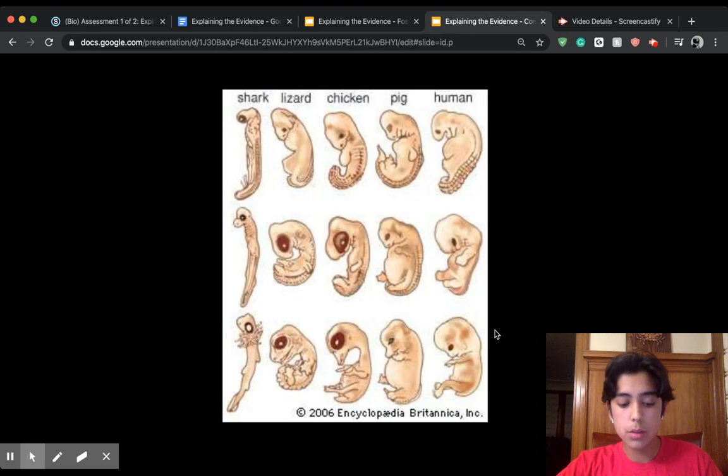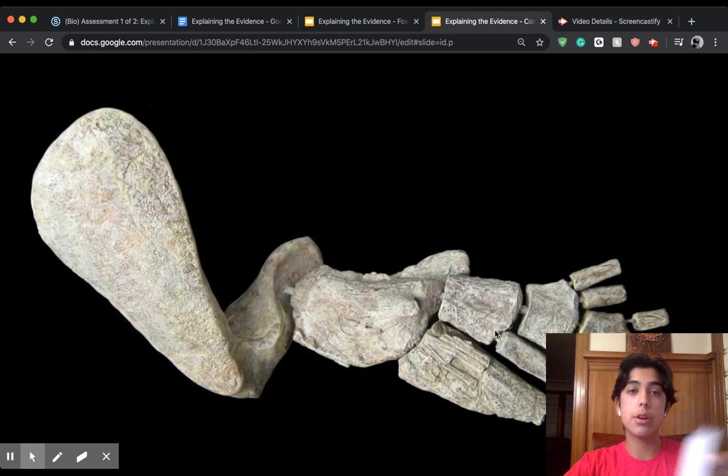Embryology studies structures within the embryonic stages of life. Organisms can share similarities in the embryonic structures that indicate a tie to a common ancestor.